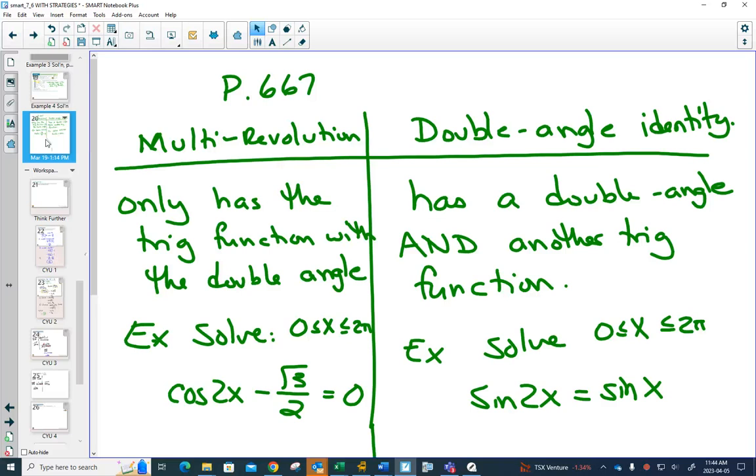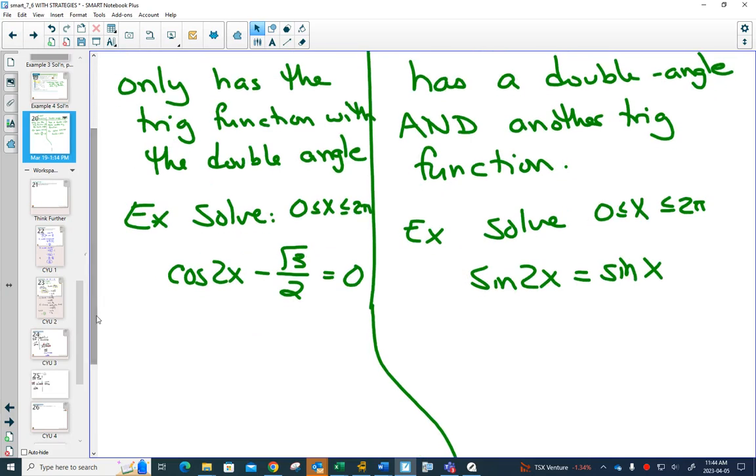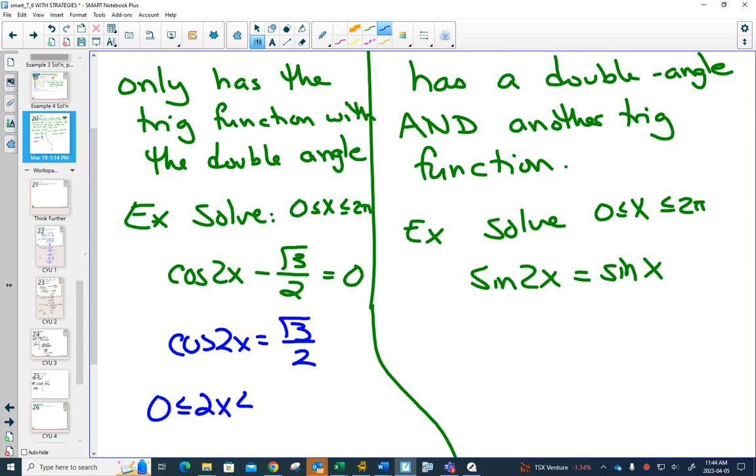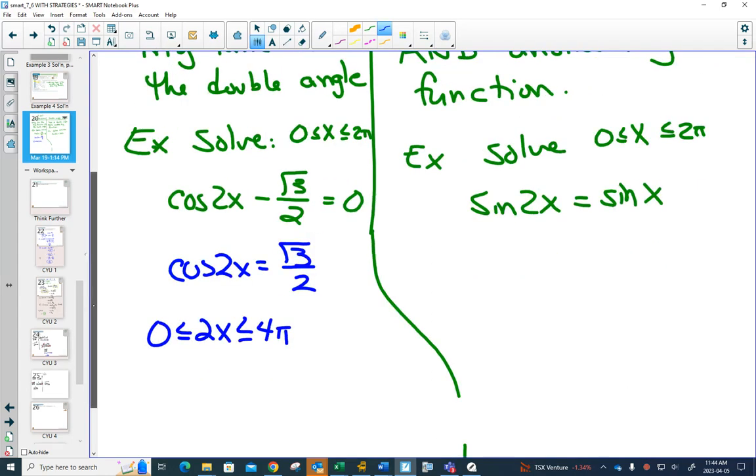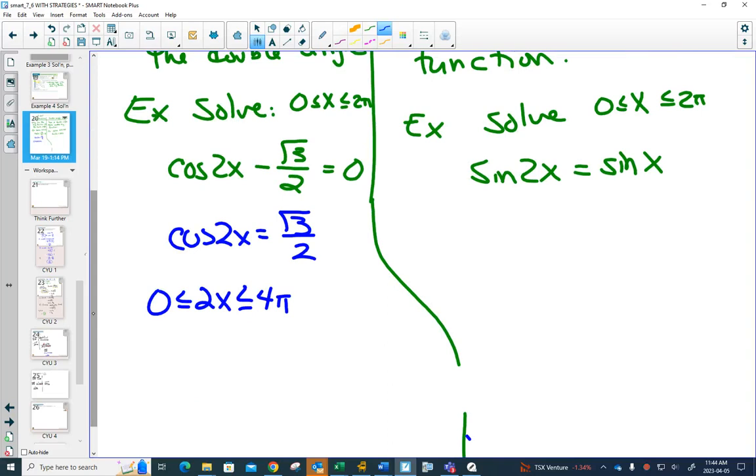So, if the only trig function you have in a solve equation has a 2x, like in the first example here, then you would solve it like a multi-revolution question, where you would get cos 2x by itself equals root 3 over 2. You'd rewrite your domain for 2x. So since x is between 0 and 2 pi, 2x is twice around from 0 to 4 pi. You ask yourself, where you would solve for 2x, and you'd solve it over your new domain.